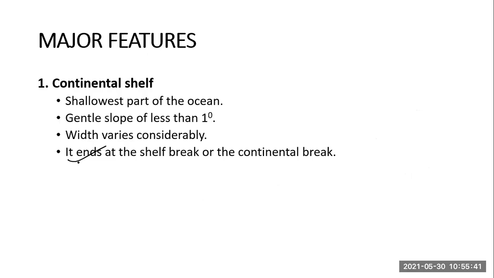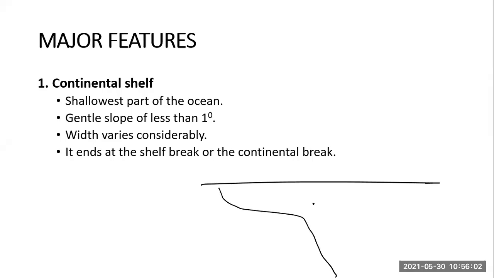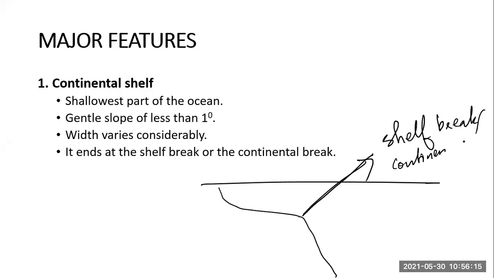You can write the last point as well. It ends at the shelf break or the continental break. So you can just mark the continental break in the picture that you have drawn. At the end region of our continental shelf, this tip is what we call the shelf break, also called the continental break. You can mark that in the picture.